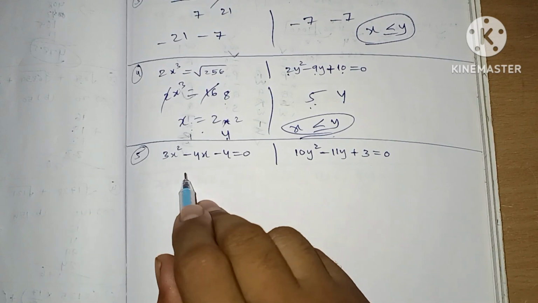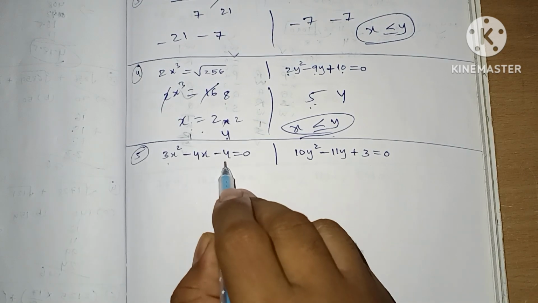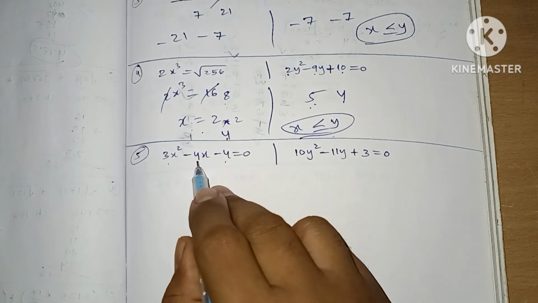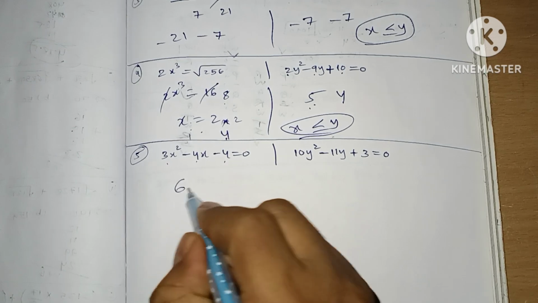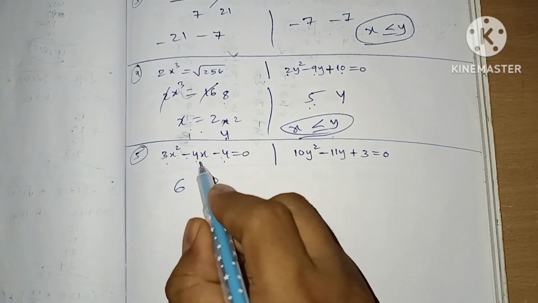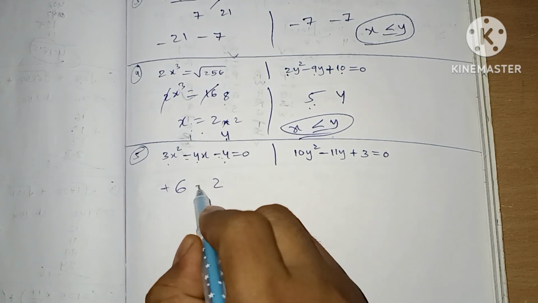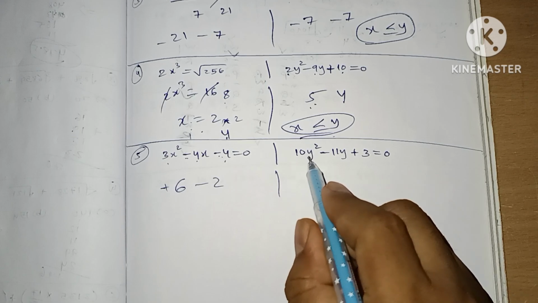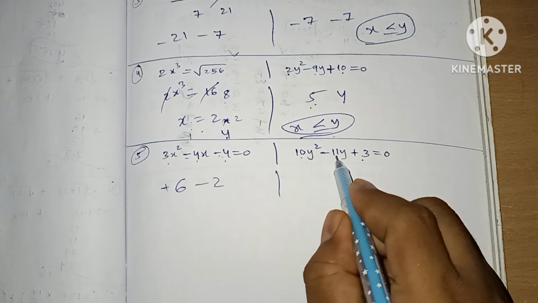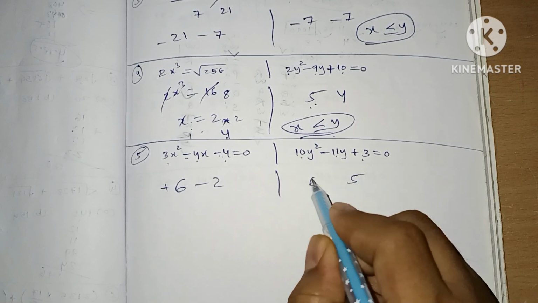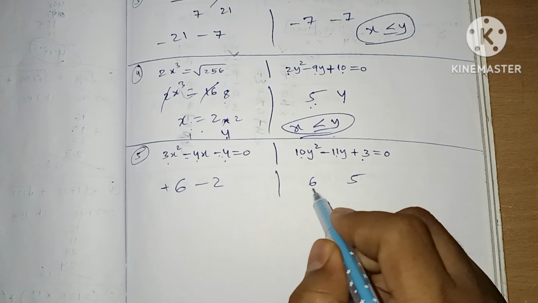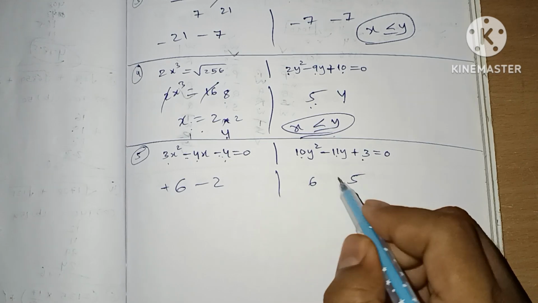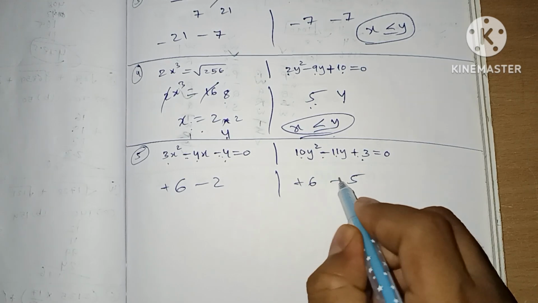Now we are going to see fifth question. The 4 times will be 12. We need to get 4. 6 2 times. Minus and plus. Minus and minus means plus and minus. Here 10 3 times 30. We need to get 11. 6 5 times. Okay. 6 5 times is 30. Minus and plus, so the roots are in positive.